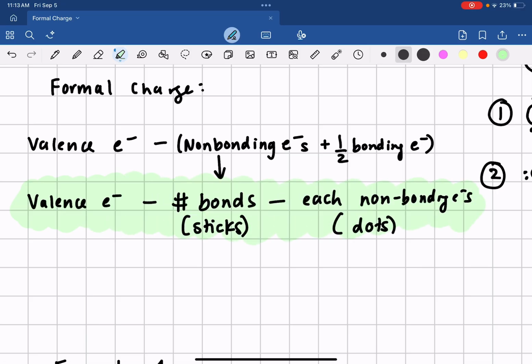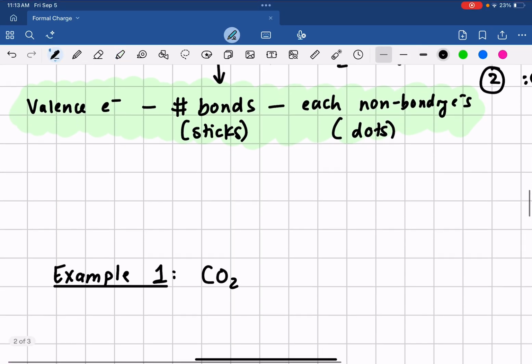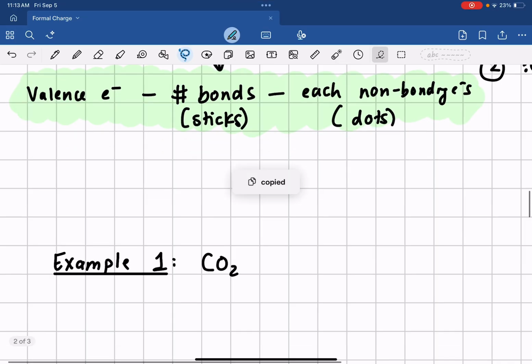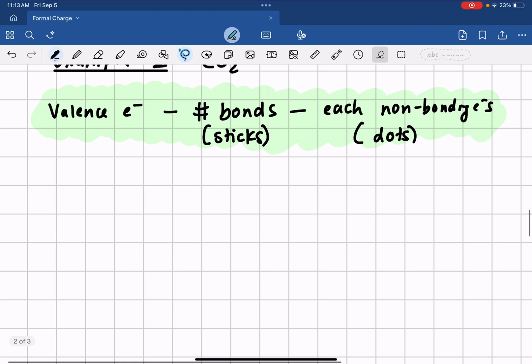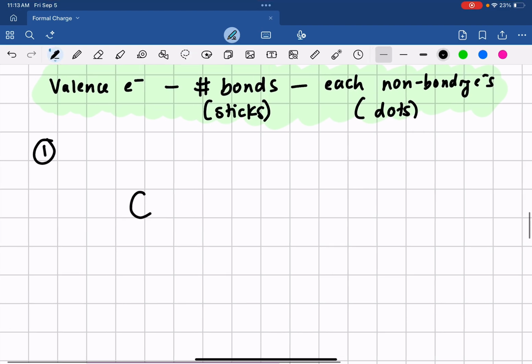Let's take our CO2 and calculate its formal charge. CO2, example 1. Let's copy this so we can see it very clearly. Option 1, if you recall, was carbon double bonded to 2 oxygens on either side. To complete its octet, oxygen had 1, 2, 3, 4, 5, 6, 7, 8. It had 2 sets of lone pairs.